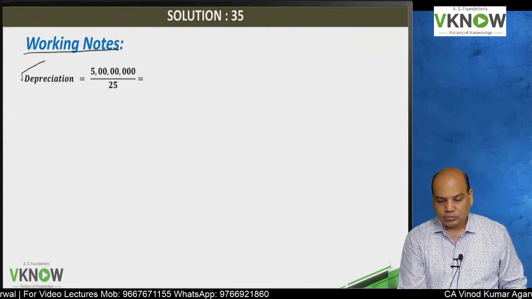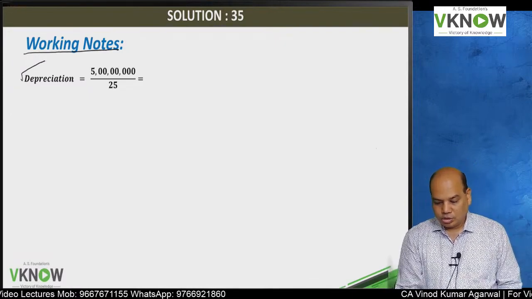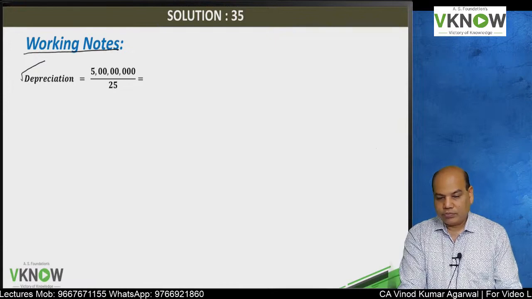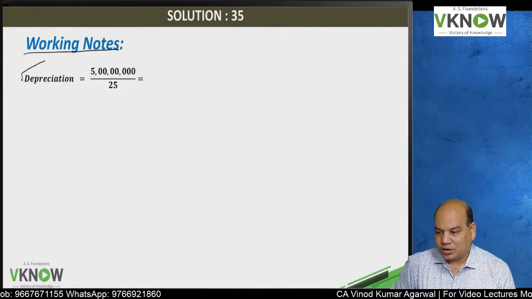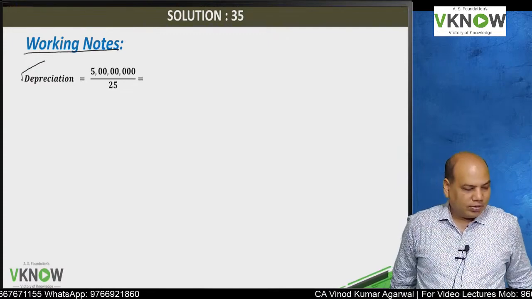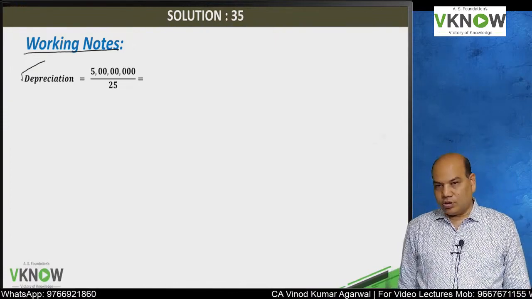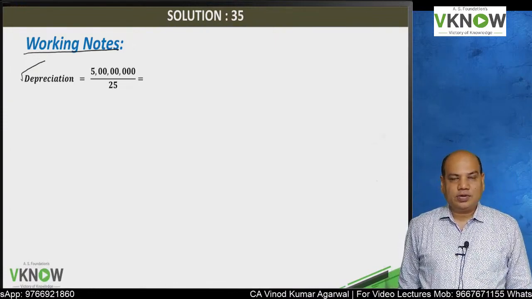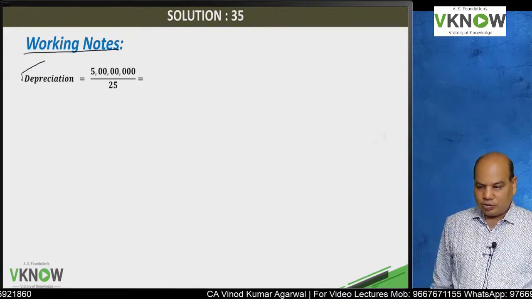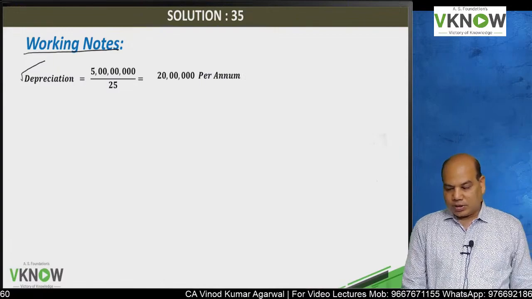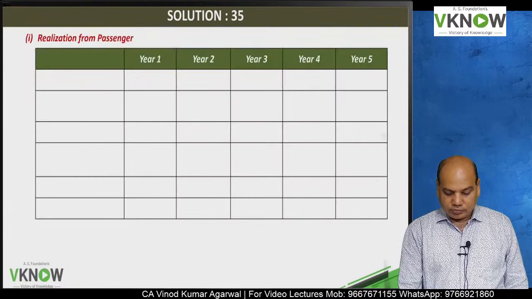Depreciation. Please write down in your notebook, not the study material, notebook. Depreciation per annum. Depreciation per annum will be 5 crore, the cost of the aircraft, divided by 25 years. So depreciation would be 20 lakhs per annum.